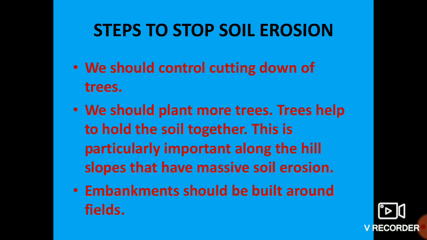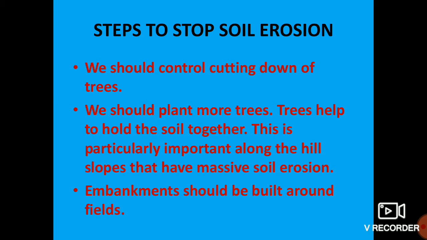We should plant more and more trees. The more we cut, more than that we have to plant. Trees help to hold the soil together. This is very important along the hill slopes that have massive soil erosion. On hill slopes, there is a very large amount of soil erosion, so it is very necessary to plant trees there. Embankments should be built around fields.